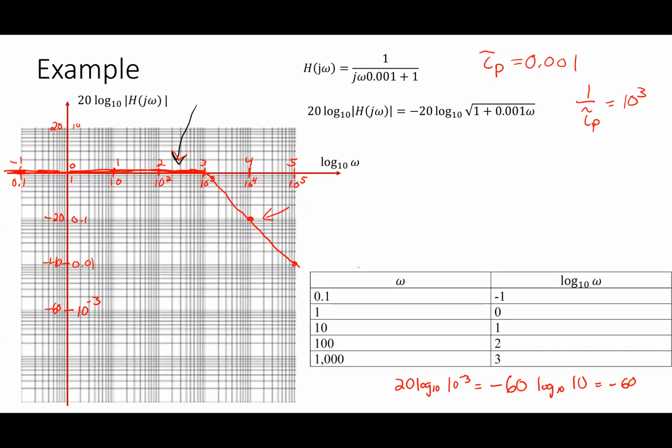What I did in this example is I said if tau p was 0.001, so I had this guy 1 over j omega 0.001 like that. What I said is I'm going to use that approximation for all frequencies less than that. I'm going to call that the breakpoint frequency. The breakpoint frequency here is 1 over tau p, so 10 to the third. For everything less than 10 to the third, the magnitude is flat. For everything greater than 10 to the third, I'm going to say this guy falls at 20 dB per decade.